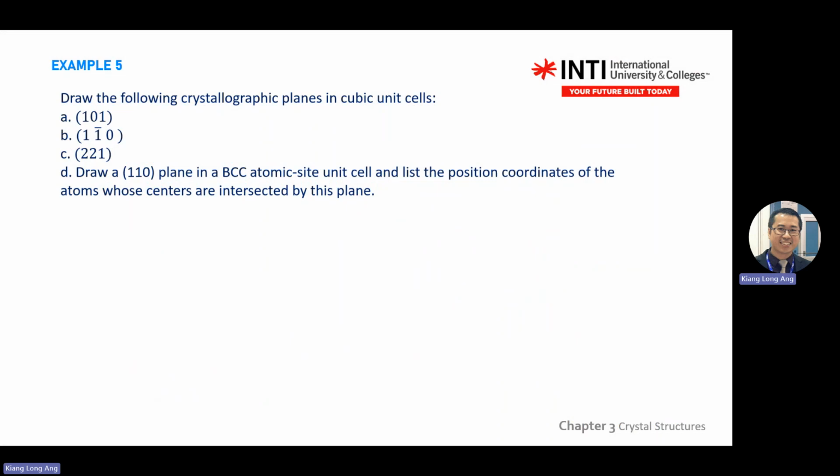Okay, let's look at example 5 and check whether you understand what is position, what is plane, what is direction, and so on. So draw the following planes in the cubic cell. The first one, 101. Are you able to draw? What do you think? So how should it look like? So you draw the box first. Draw the box. So x is 1, y is infinity, z is 1.